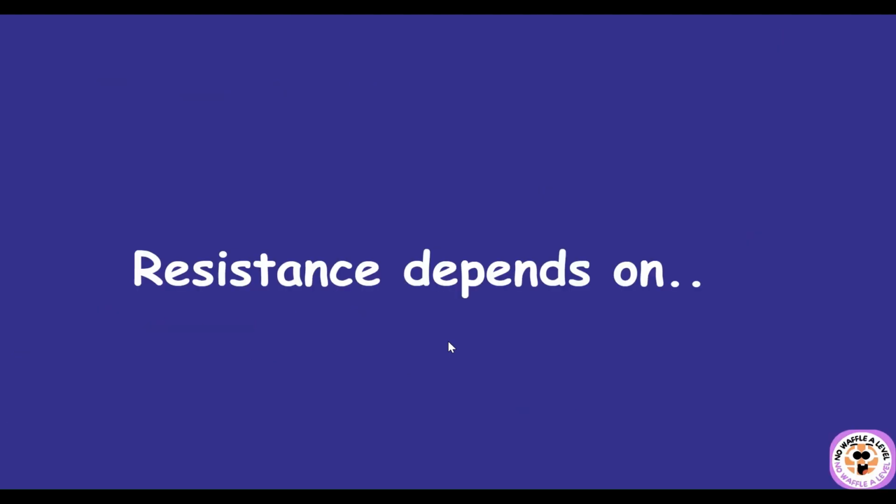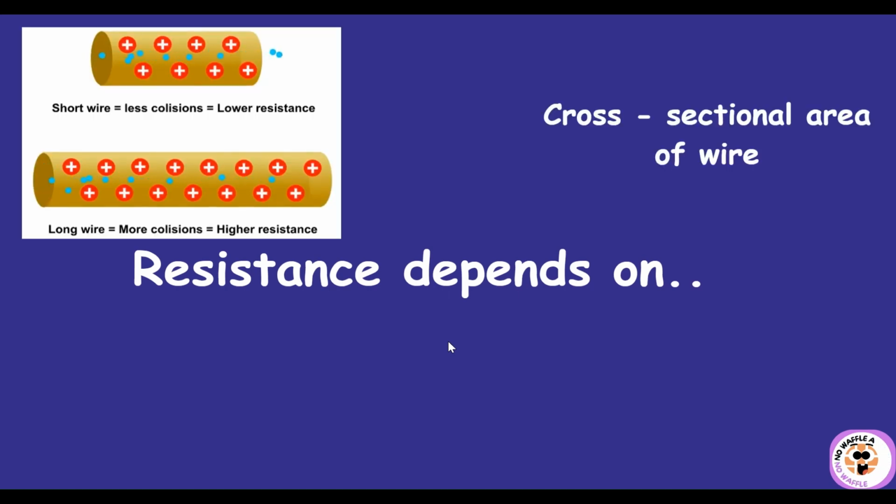Now, resistance depends on a multitude of factors. For example, the length of the wire. If you look at this diagram and animation here, you can see that in a shorter wire, there's going to be fewer collisions going from point A to point B. Whereas in a longer wire, from the beginning to the end, there's more collisions because there's more atoms.